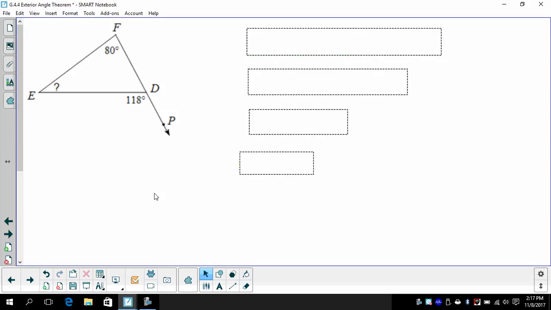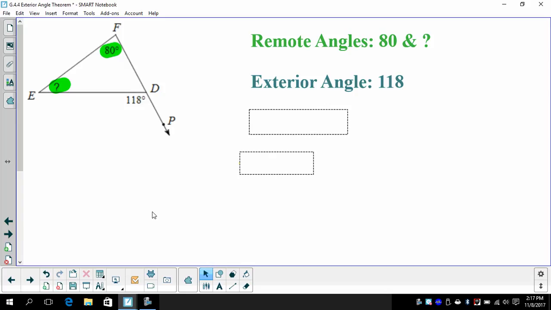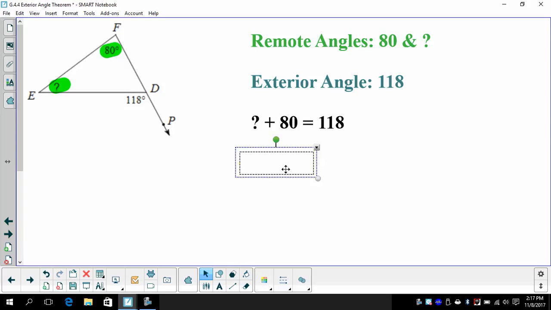Same idea in this problem. I want to locate the remote interior angles. That's question mark and 80. Those are the angles that are not next to my exterior angle, which is 118. And so my equation is question mark plus 80. The sum of the two remote interiors adds up to my exterior angle of 118. I can subtract 80 from both sides and find out that that angle question mark was 38 degrees.